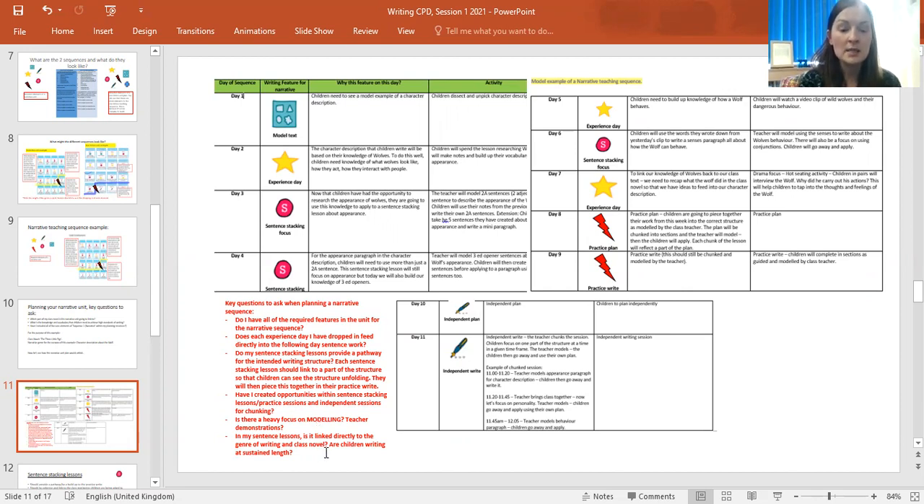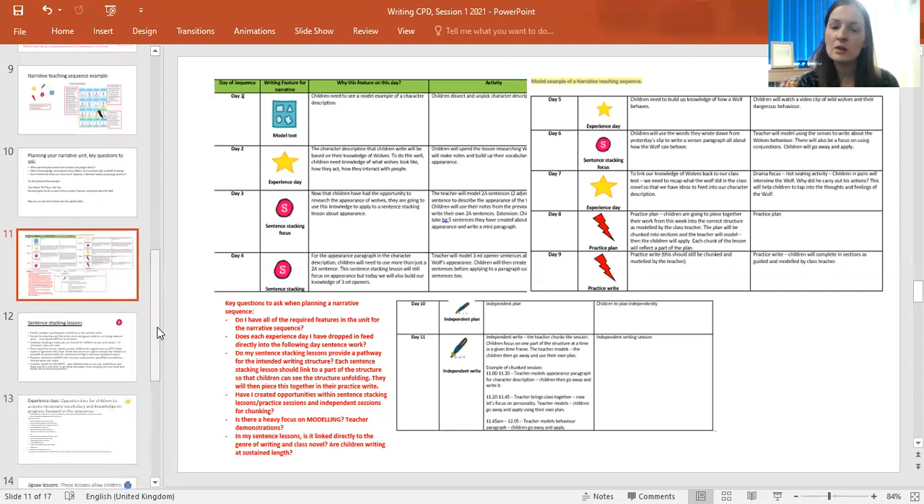And in my sentence lessons, are they linked directly to the class novel? So not because I'm doing DD sentences, there's a worksheet on Twinkl, I'm going to download that and use that. It needs to link as far as possible to your class novel, because the idea is that over the sequence of lessons, children are seeing their practice write unfold. They can't do that if the SPAG lessons are discrete and they don't link and they're not in context. So I hope that makes sense.